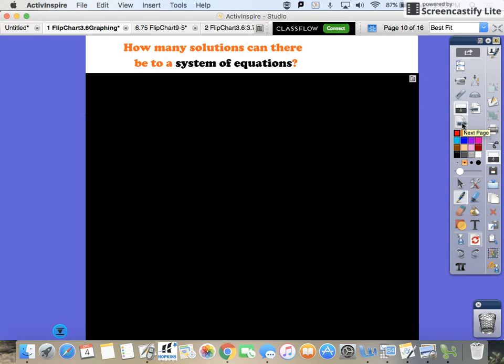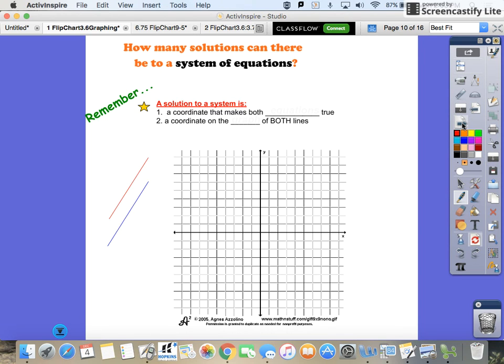So there are a couple types of systems. A solution to a system, again, is a coordinate that makes both equations true. And it's a coordinate on the graph of both lines. So if you have a graph, you're looking for the place that they cross. There's one scenario where one line looks like that, and the other is like this. That would be your one solution. That would be your only place that they share a coordinate.